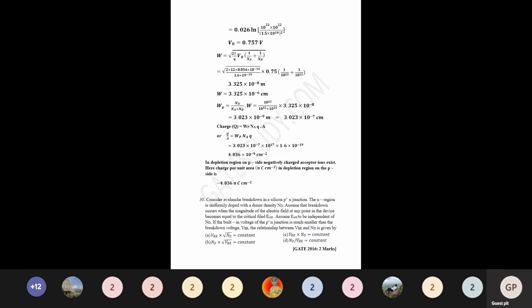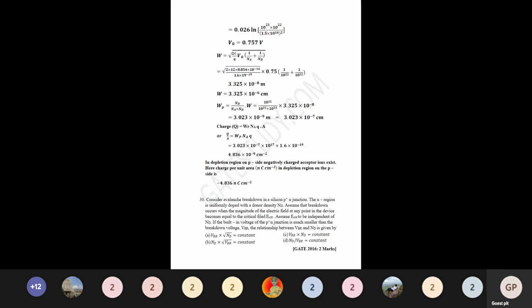Consider avalanche breakdown in a silicon P plus N junction. The N region is uniformly doped with a donor density Nd. Assume that breakdown occurs when the magnitude of the electric field at any point in the device becomes equal to the critical field E critical. Assume E critical to be independent of Nd.